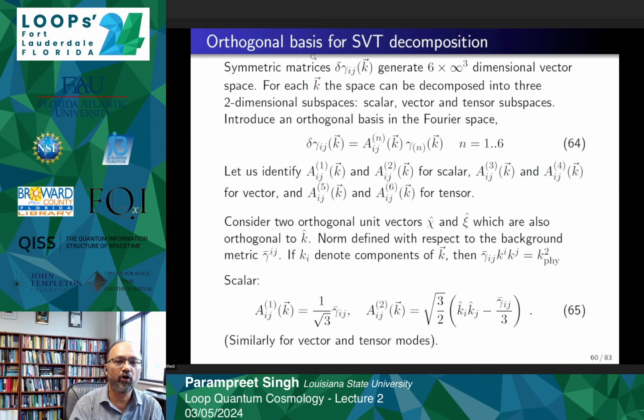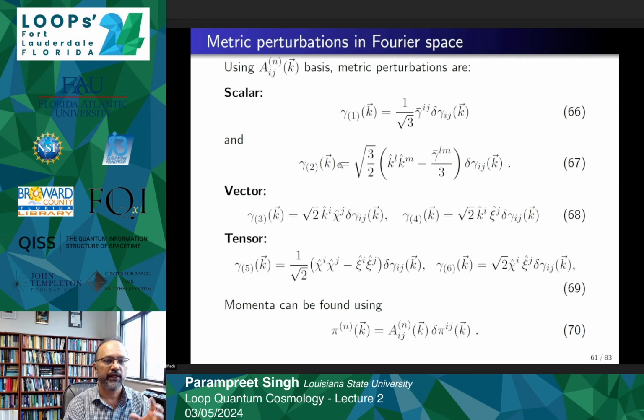Then you can define an orthogonal basis in this Fourier space for the scalar vector tensor decomposition. I won't go into the details of how to do this scalar vector tensor decomposition. But the idea is that you can define these matrices, which are labeled by a_ij for 1, 2, 3, 4, 5, 6, which can relate to the scalar, vector and tensor modes in very specific ways, which I'm now showing here. What will be the scalar mode? How will you write the vector mode? And how will you write the tensor mode? And how will you similarly write the momenta? As you have written the metric fluctuations, how will you write the momenta in the scalar vector tensor modes and so on?